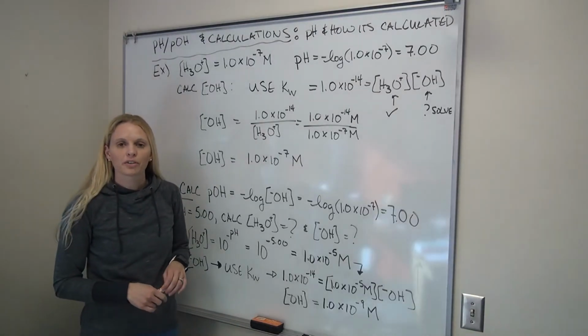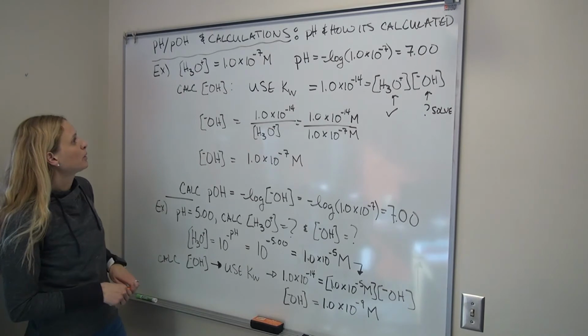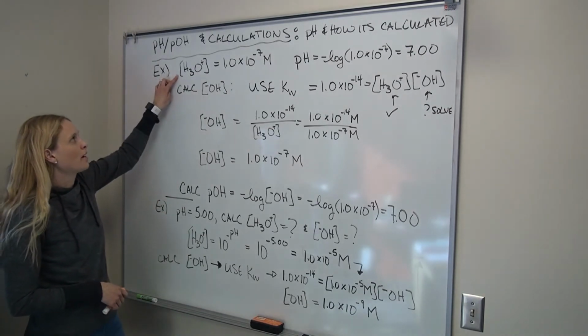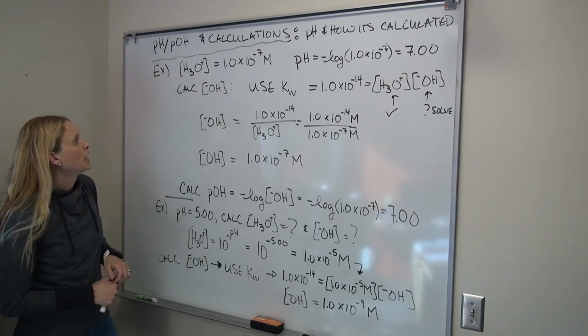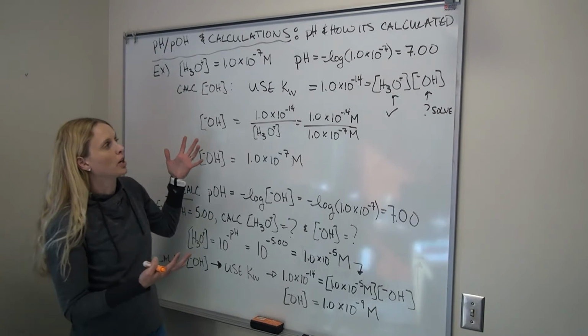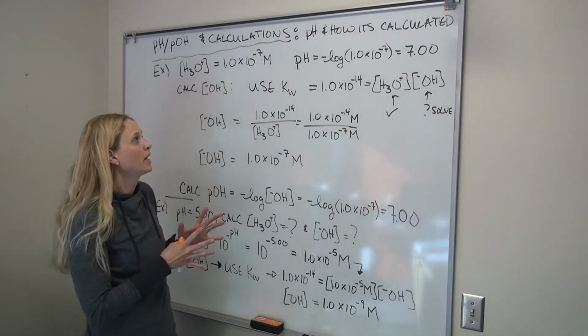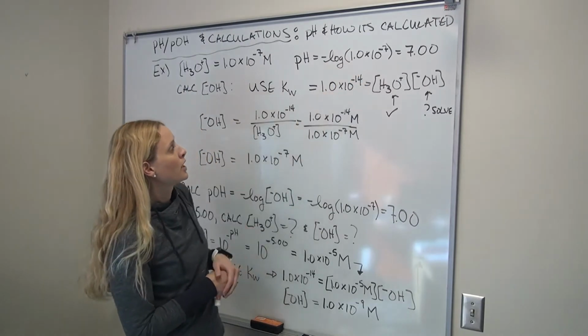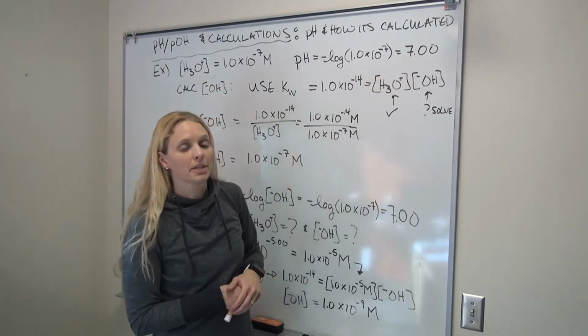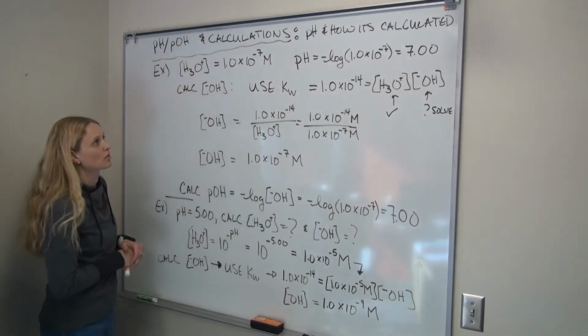Okay, so we're going to do another example calculating pH and pOH. In this example, we have H3O plus concentration is 1 times 10 to the minus 7th. Just because the question doesn't ask, but I went ahead and calculated the pH of it. Okay, so the negative log of the H plus concentration gives me a pH of 7.00.